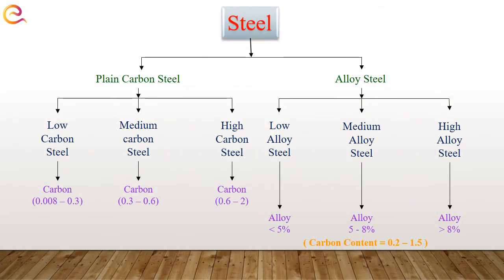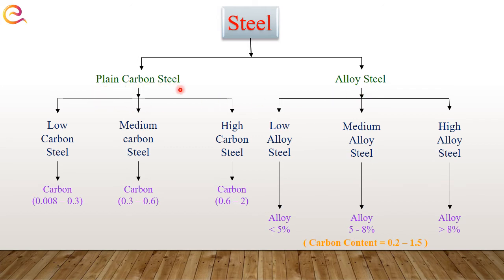Here we can see the classification of steels. Steels are basically classified into two types. First one is plain carbon steel, second one is alloy steel. Remember the basic difference between these two. In plain carbon steel, carbon is considered the major alloying element, and in alloy steel, other elements are considered the major alloying elements.